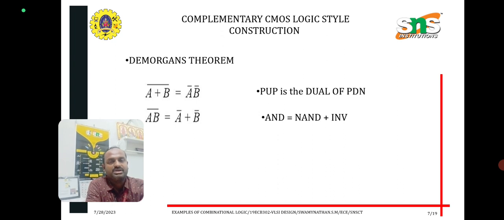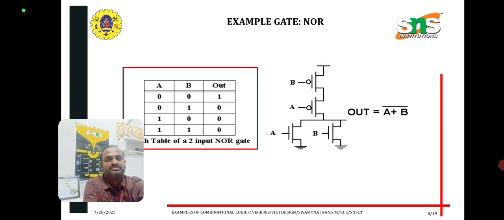What do you mean by De Morgan's theorem? A plus B the whole bar is equal to A bar into B bar. The pull-up network is the dual of the pull-down network. And A B whole bar is equal to A bar plus B bar. So plus is converted into multiplication and multiplication is converted into plus. As an example, the NOR gate: just remember NMOS is parallel. If NMOS is parallel, PMOS is series, and the same thing vice versa.